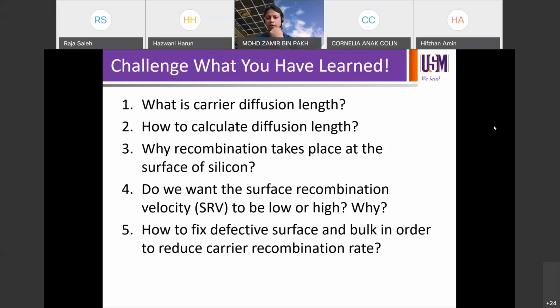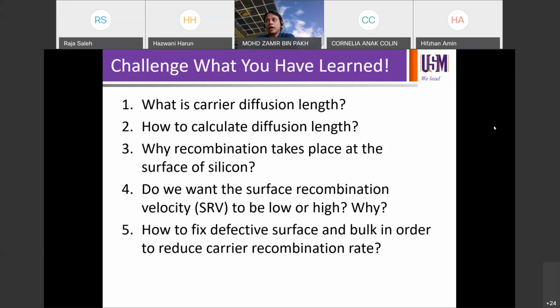Do we want our SRV to be low or high? Why? We discussed this one yesterday as well. Surface recombination velocity. How fast the carriers move to the surface for recombination process. Do you want them to die fast or die slowly? Because recombination is annihilation process. They will be gone from the system. So do you want them to die fast or die slow? Die fast means high SRV. Die slow means low SRV. Yes, you want it to be low. You want SRV to be low, right?